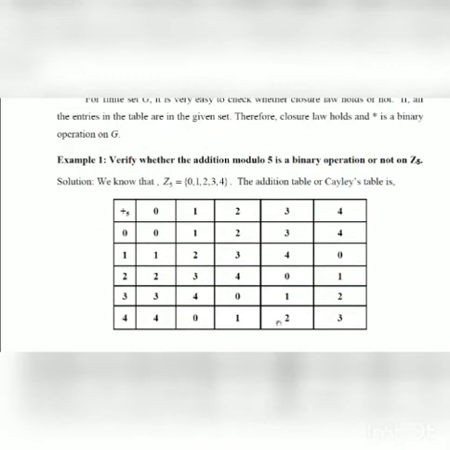Your star is addition modulo 5 here. Is A plus B, addition modulo 5, in Z5 or not? Yes, all these values are in Z5, 0 to 4. Therefore, closure law holds. Hence, addition modulo 5 is a binary operation on Z5. That is what I have written here.